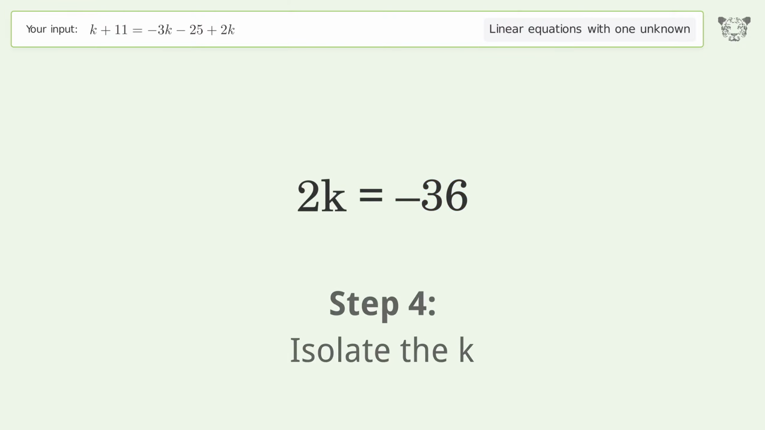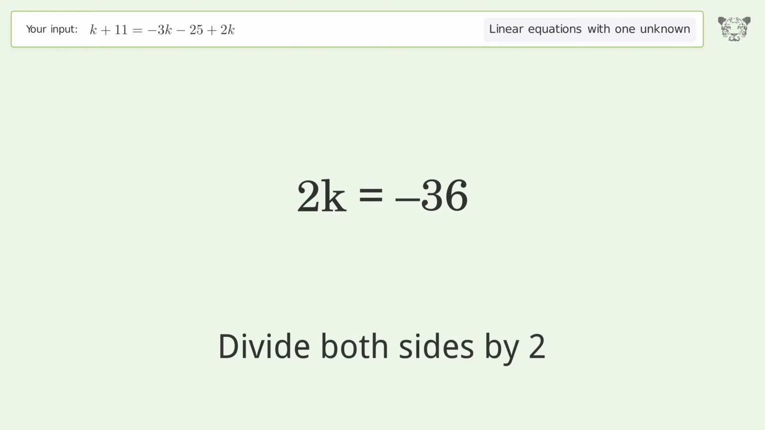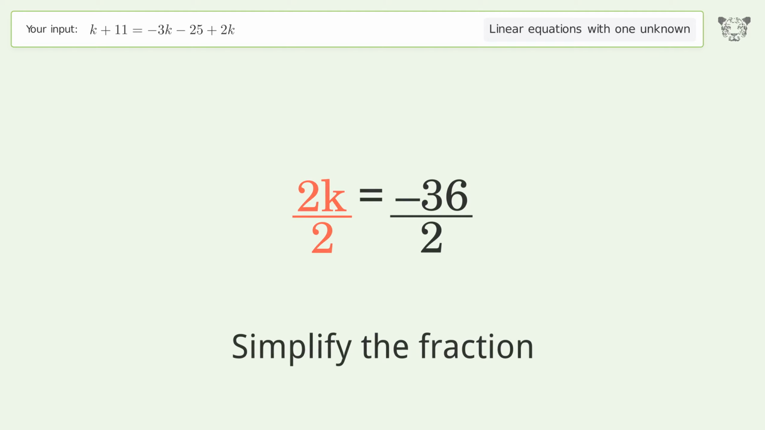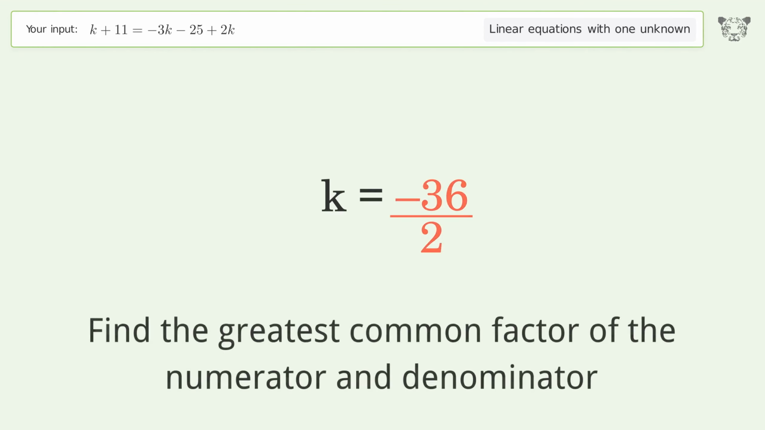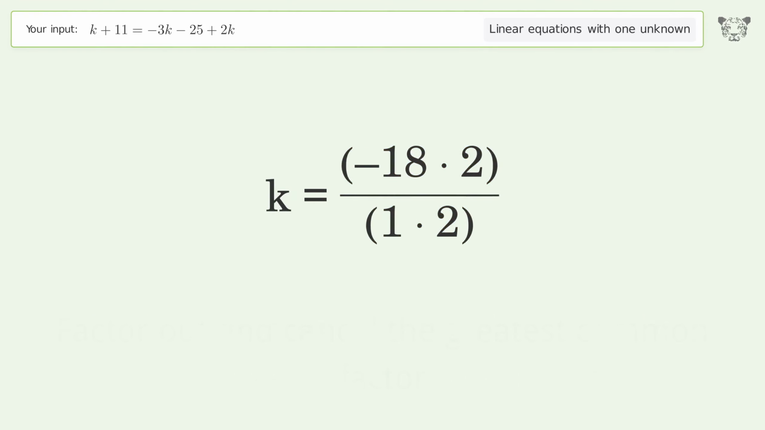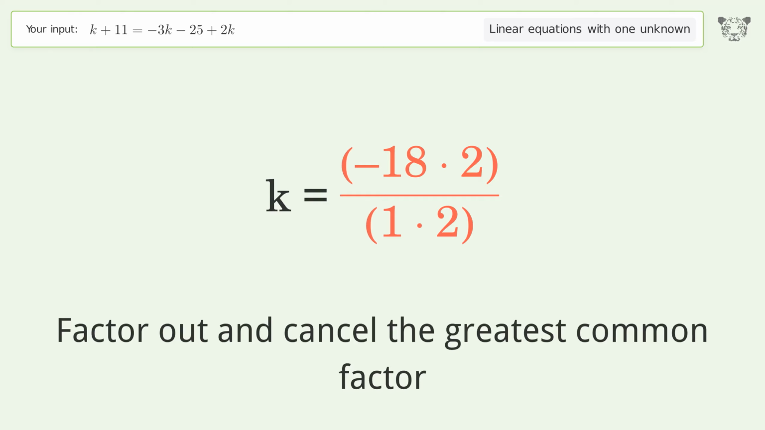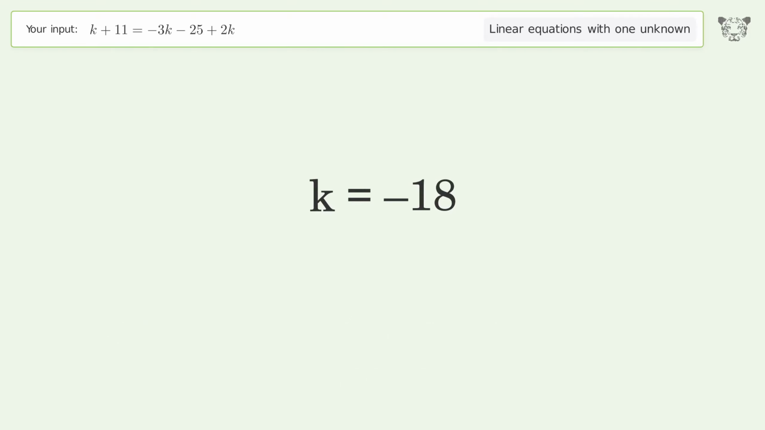Isolate the k. Divide both sides by 2. Simplify the fraction. Find the greatest common factor of the numerator and denominator. Factor out and cancel the greatest common factor. And so the final result is k equals -18.